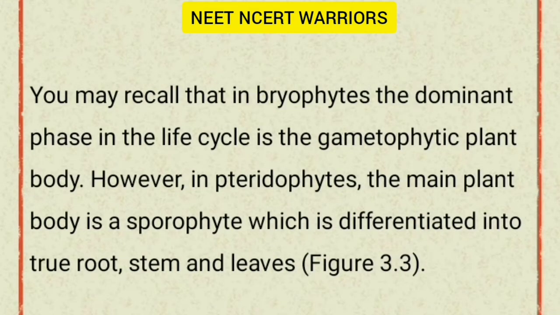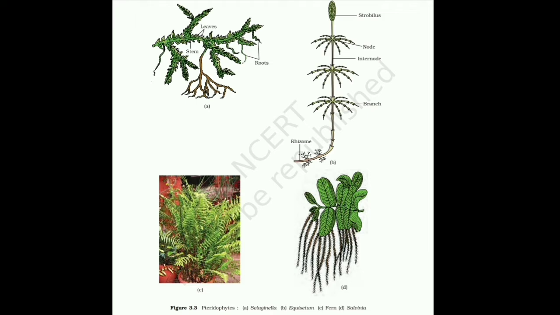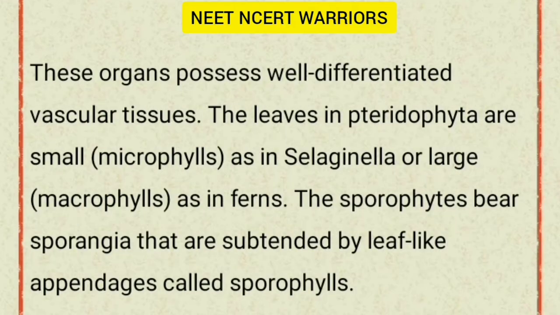You may recall that in bryophytes the dominant phase in the life cycle is the gametophytic plant body. However, in pteridophytes, the main plant body is a sporophyte, which is differentiated into true root, stem and leaves. You can see in Figure 3.3. These organs possess well-differentiated vascular tissues. The leaves in Pteridophyta are small, microphylls, as in Selaginella, or large, macrophylls, as in ferns.